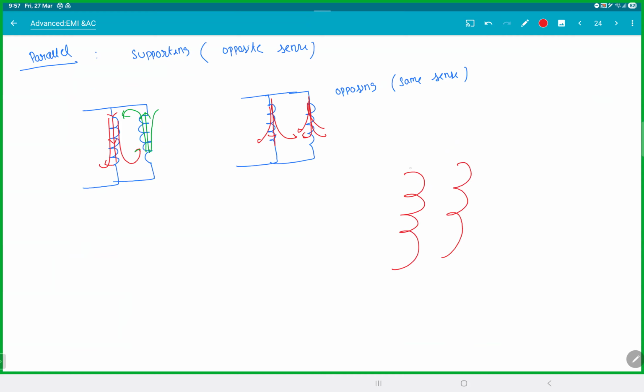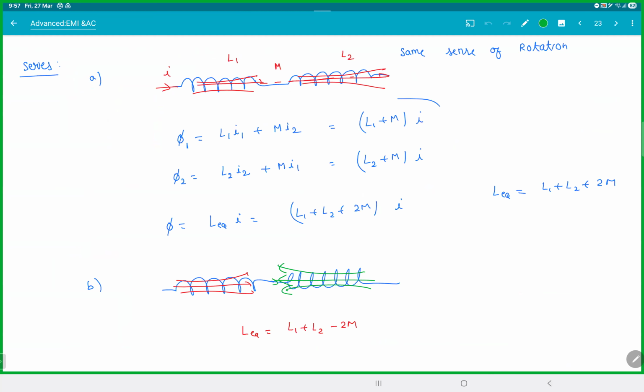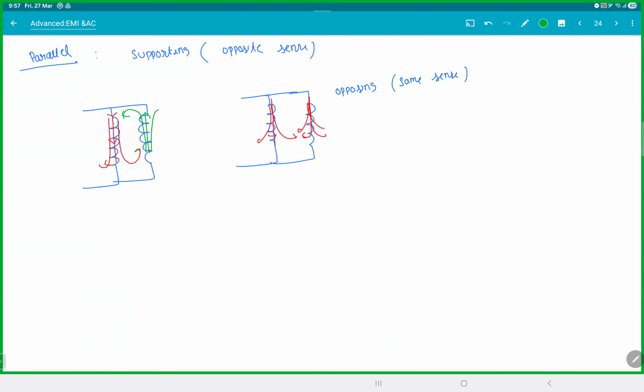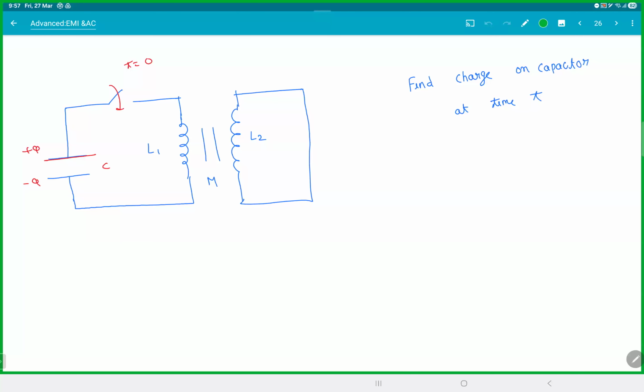Because its field lines will go this way, so it will turn, so they'll try to enter here. But this one's field lines are also coming down, so the field lines are fighting there. So clear with this? In case of series, same sense would support. In case of parallel, same sense will oppose. So this is one important model of question. So yeah, check it out.